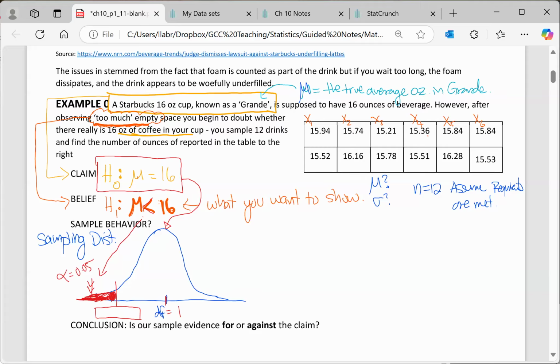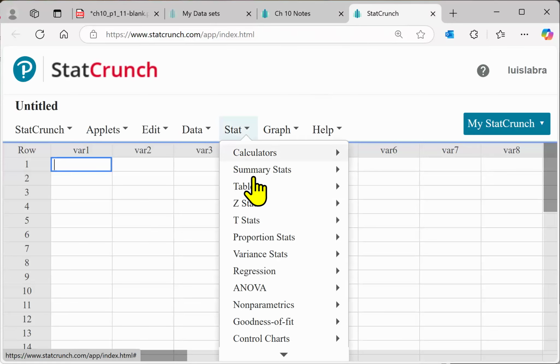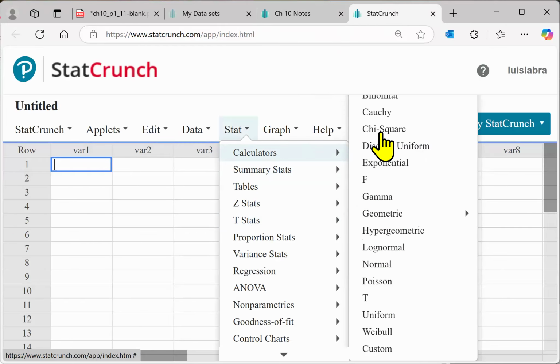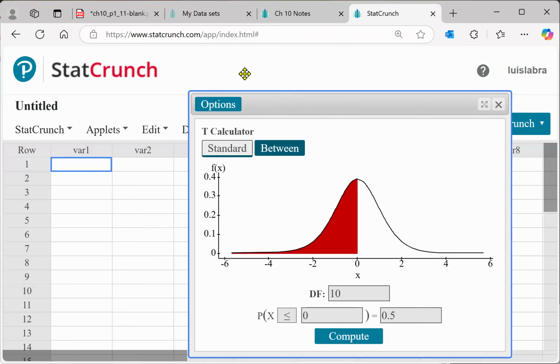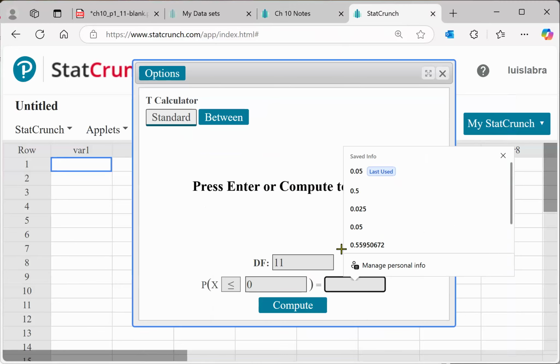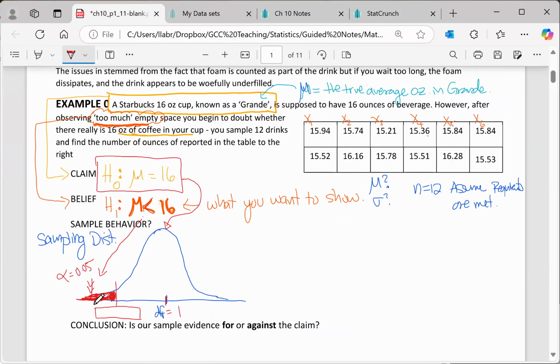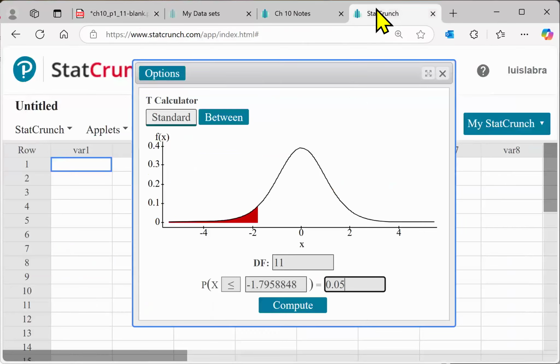Remember that whenever you draw a graphic like this and you've got stuff labeled, you can always find anything that's missing. So I'm going to go to StatCrunch and go to stats, calc, T. Degrees of freedom was 11. And I'm saying I want to land to the left with an area of 0.05. So notice this is the graphic that I have on my paper, right? And so the area is 0.05. Remember, area is always after the equal sign. And we get our critical value, negative 1.796.